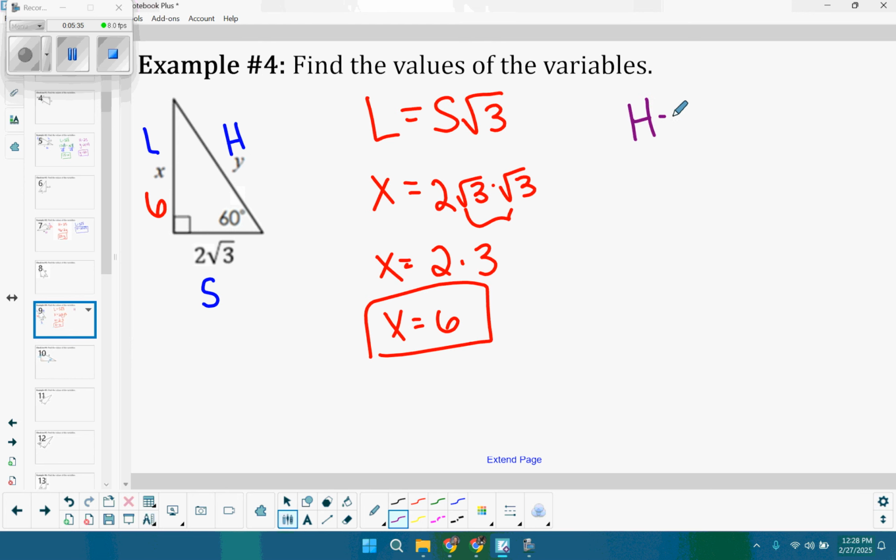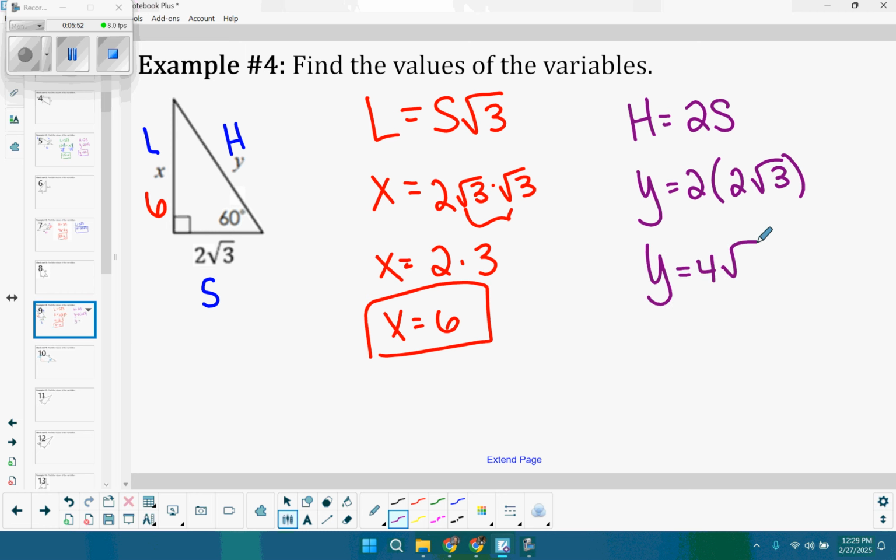The other formula was H equals 2 times S. So Y is going to go in for H equals 2 times S, which was 2 root 3. We can only multiply the like parts. So the 2 and the 2 are not under square roots. Those can be multiplied, so those become 4. But the square root of 3 will remain unchanged because there was no other radical. And that's our answer for Y.